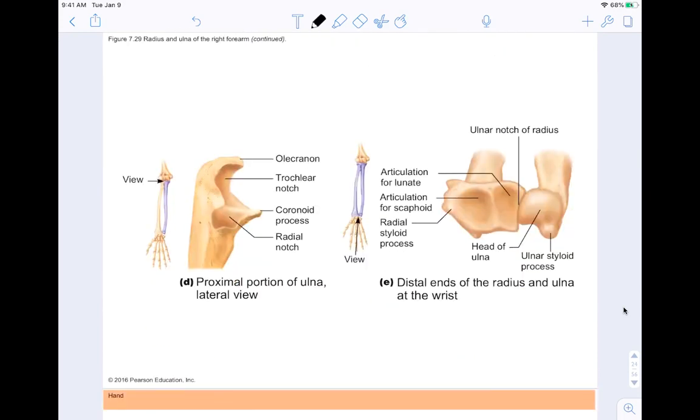This is the radius and ulna of the right arm, continued. Like I said, this makes a little C shape here. This is the trochlear notch. The olecranon is going to be up at the top part of this, helping to form your elbow. So again, this little trochlear notch, this C shape, a C turned on its side is a U, ulna. That might help you remember some of that.